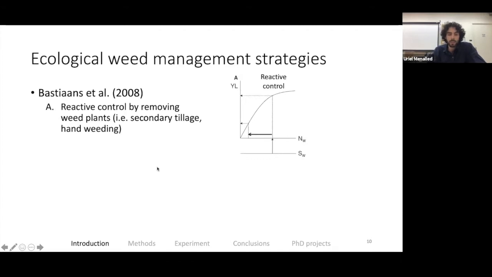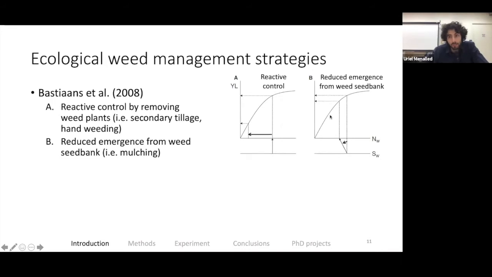And there are various mechanisms by which ecological management can reduce yield loss. And these are described by Bastiaans, and he has 4 graphs where yield loss is on the y-axis, the density of weeds is on the primary x-axis, and the number of weed seeds in the seed bank is on the secondary x-axis. And the first mechanism of weed control is reactive weed control. And this is quite a conventional method of managing weeds. It is based upon killing weed plants that have emerged. And so practices like secondary tillage and hand weeding kill weeds that have emerged to reduce their density and then reduce yield loss, okay?